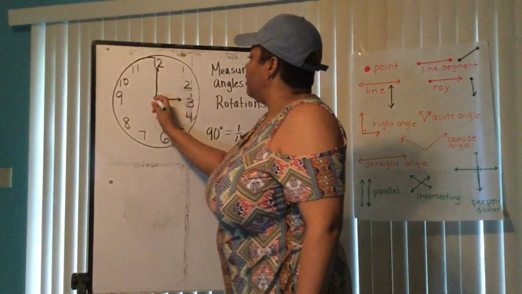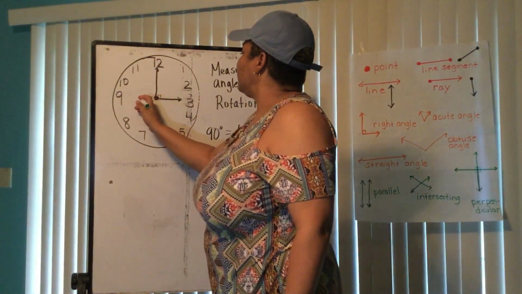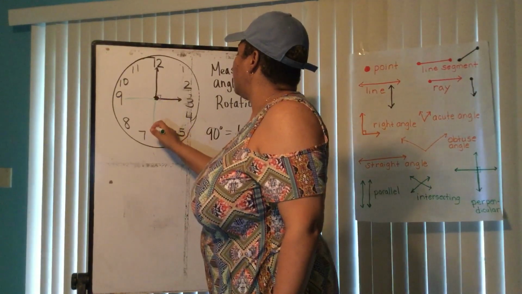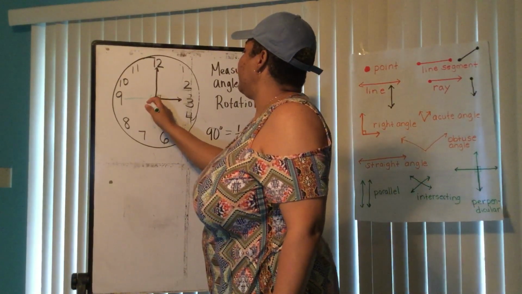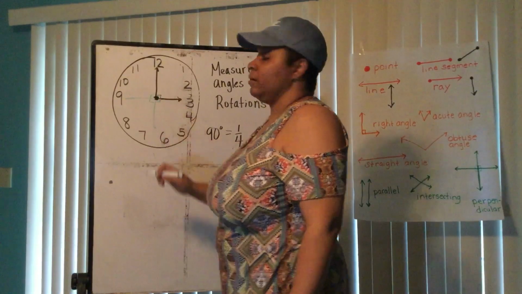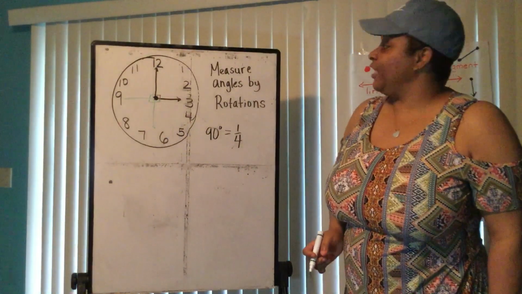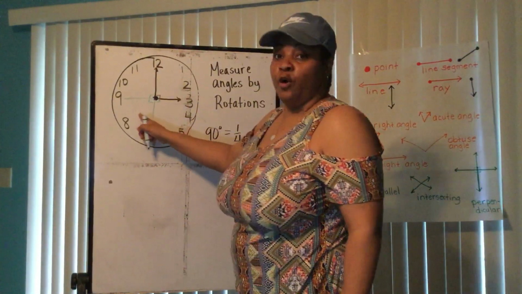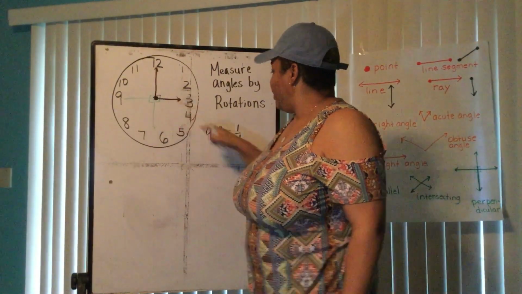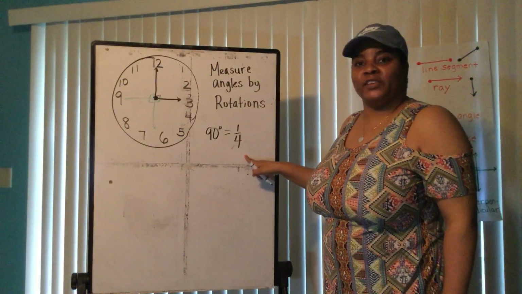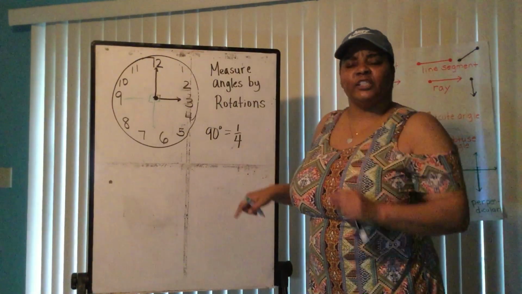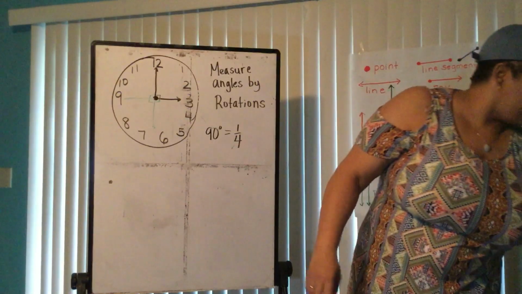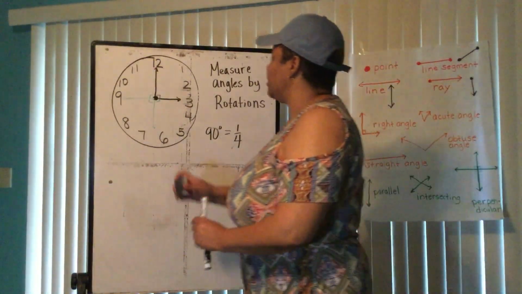But wait a minute. Let's look at this. Don't I have a right angle here, and here, and here? I do. I've got a right angle there. 1, 2, 3, 4. 1/4. So that's where my 1/4 is coming in. Let's rotate this angle some more.